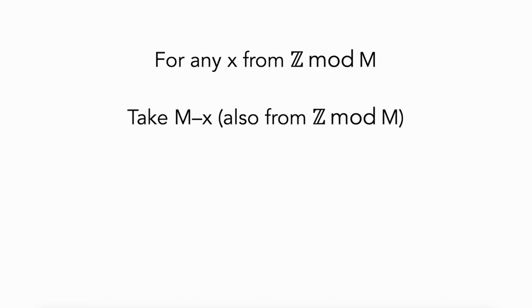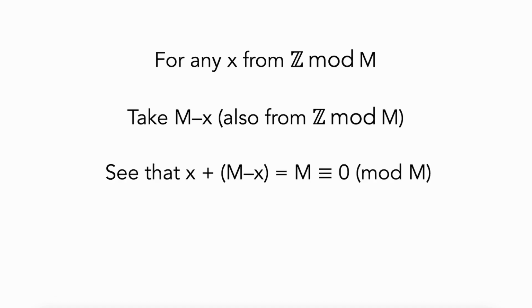Okay, it's now time to make negative numbers a little bit more precise. We'll take any number x from Z mod m. Take m minus x, which is also from Z mod m. You'll see that if you add x and m minus x, you're left with just m, which is congruent to 0 mod m. Since adding m minus x to x canceled it out, m minus x must be congruent to the negative of x, mod m. It's worth emphasizing that if you have some x and you want to make it negative, you just subtract it from m, and that number that you get is the negative of x.